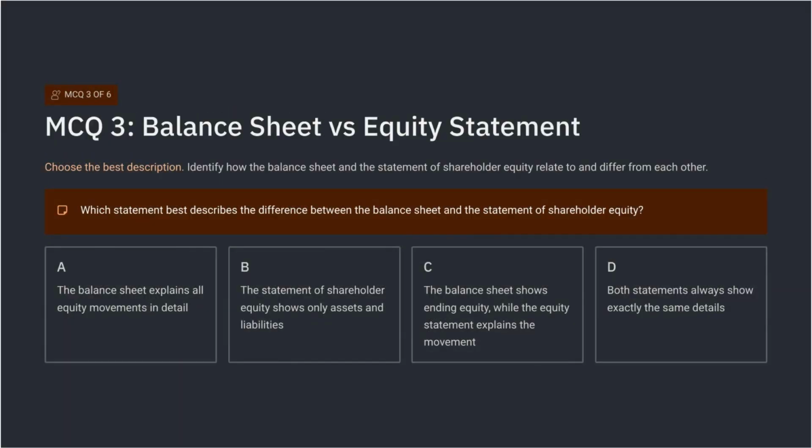Let us move to question 3. Which statement best describes the difference between the balance sheet and the statement of shareholder equity? Option A says the balance sheet explains all equity movements in detail. Option B says the statement of shareholder equity shows only assets and liabilities. Option C says the balance sheet shows ending equity while the equity statement explains the movement. Option D says both statements always show exactly the same details. Think of one as a snapshot and the other as a movement story.